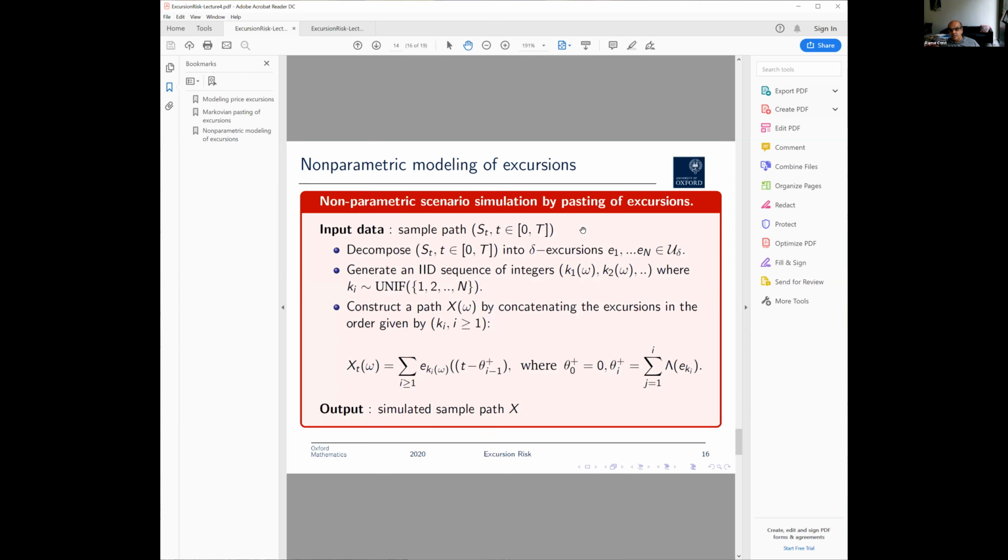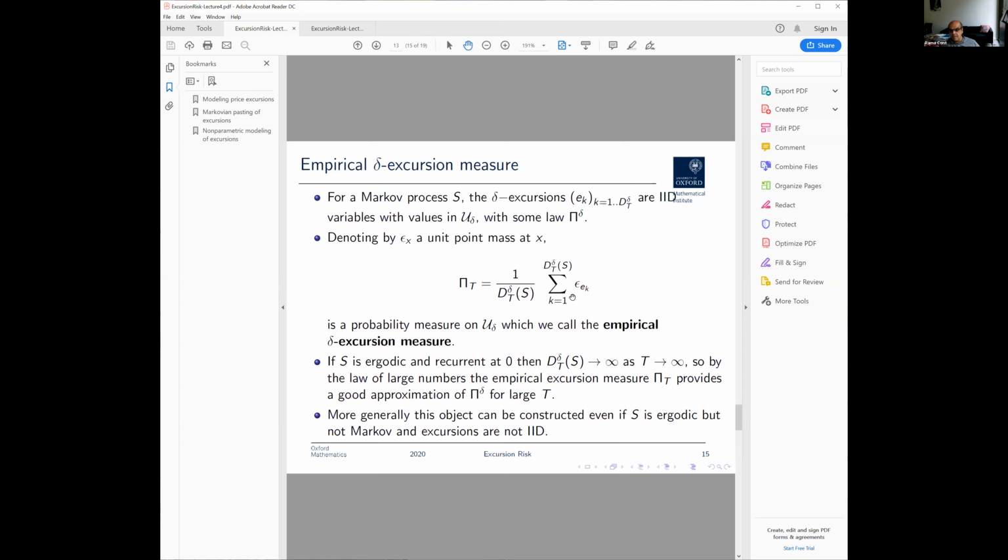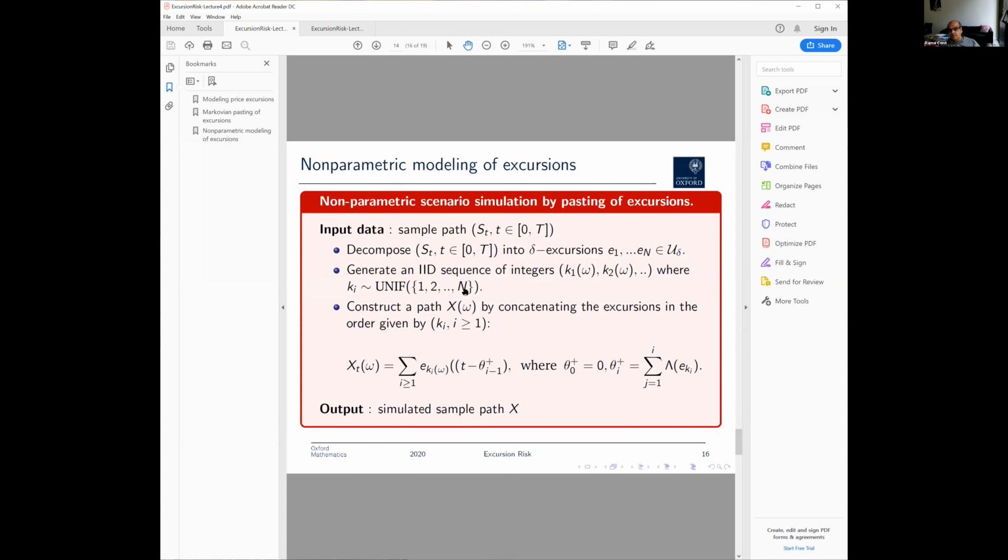So the idea is I construct this empirical distribution, and then what do you want to do with this? Ultimately, I want to construct a process. In financial applications, for example, I need to be able to simulate this process, simulate paths. How do I simulate paths only knowing this pi t? Well, I can do the following. This is what we call a non-parametric scenario simulation. Again, the idea is I use this decomposition in delta excursions as a construction method. We call this non-parametric scenario simulation by pasting of delta excursions.